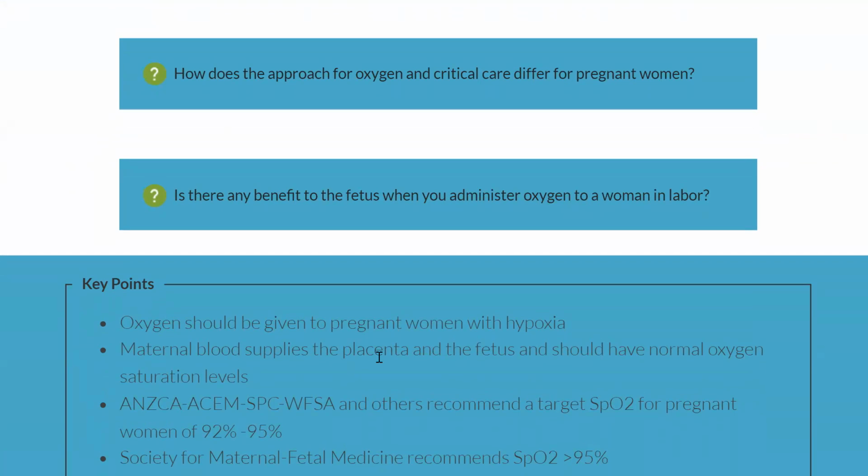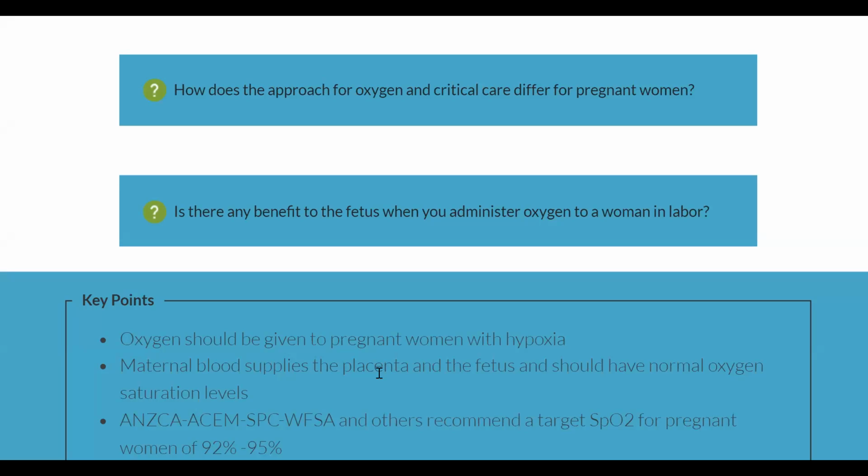So this is now in obstetric patients. We also went through this. How does the approach for oxygen and critical care differ in pregnant women? In pregnant women, the oxygen demands are higher, and oxygen should be given to pregnant women with hypoxia of less than 85. We understand that the oxygen demands increase, and they're prone to getting hypoxemia when their lungs are compensated or decompensated. So supplementing oxygen in pregnant women who have signs of hypoxemia is important.